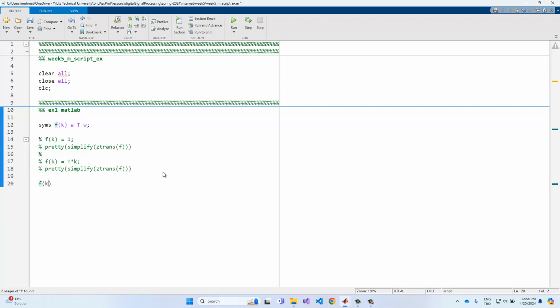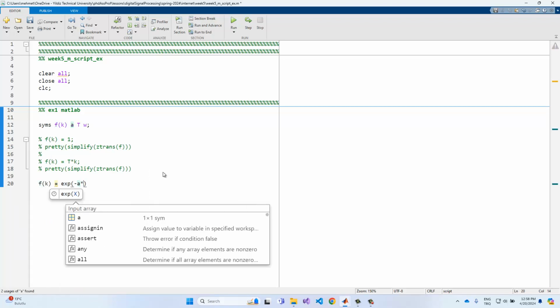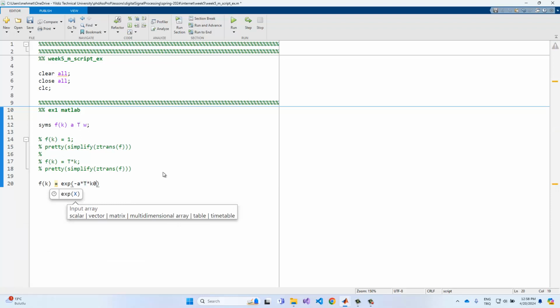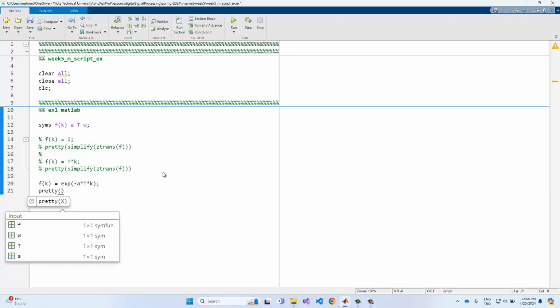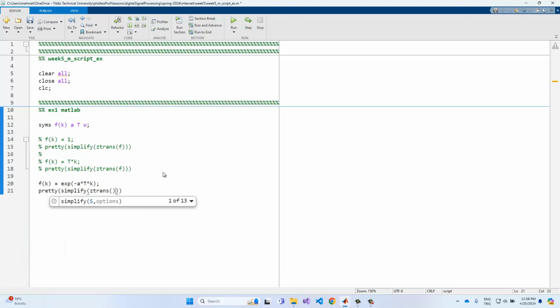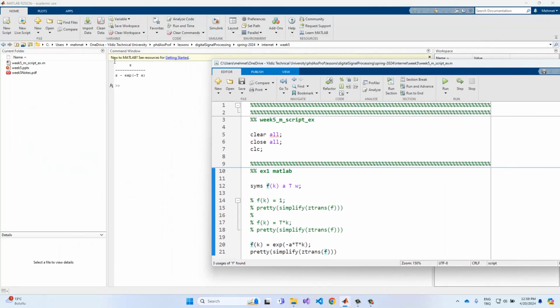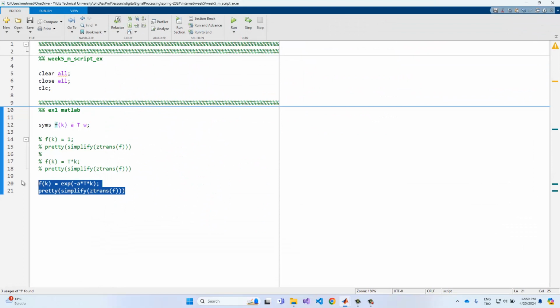Also we can utilize the exponential function, e to the minus a times T times k. This is the general solution of the exponential term in the time domain. We can also write the pretty simplify function of ztrans f in here. With this notation, we will have the exponential form of the Z transform.